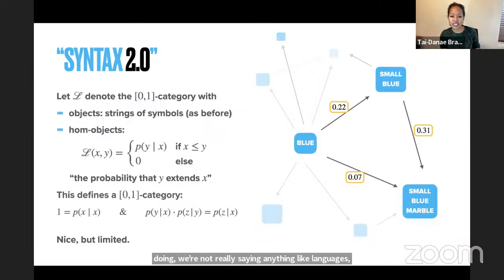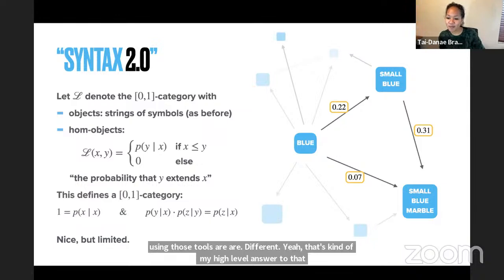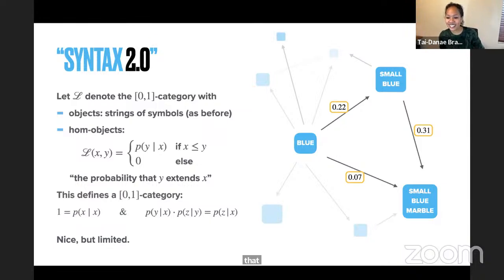So I think that DiscoCat is quite different from this, even though we both happen to be thinking about language in terms of category, but the questions we're answering are different. The tools are different. The premise or the reason for using those tools is different. That's my high level answer to that. I see. Thank you very much. Thank you for the question.